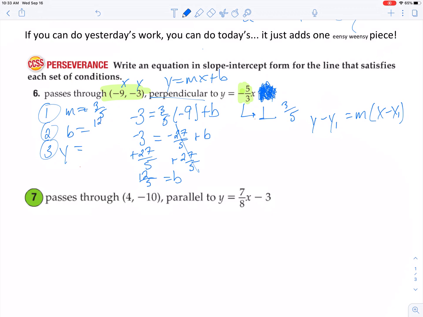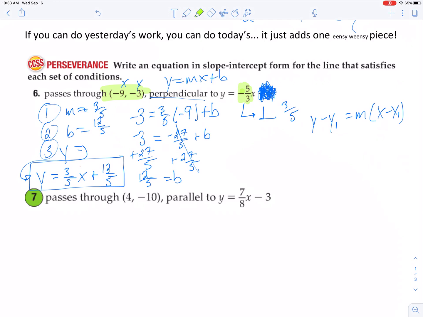Right there. All right, so what's my y? I'm going to have to bring this over and write it where I have more space. Y equals 3/5 x plus 12/5. And if you did the other method, you should have gotten the same answer.